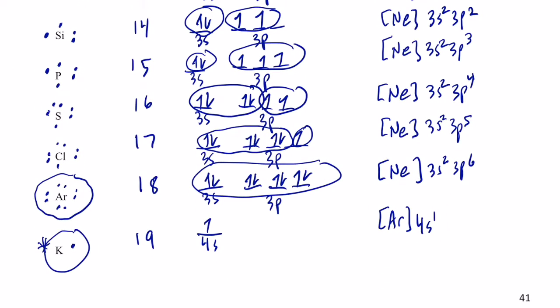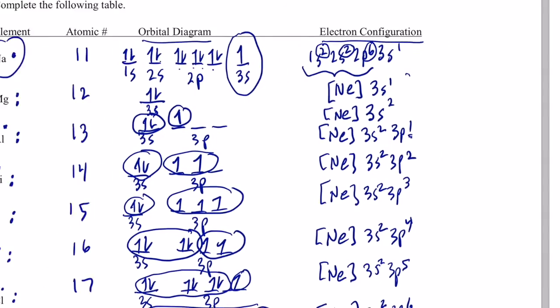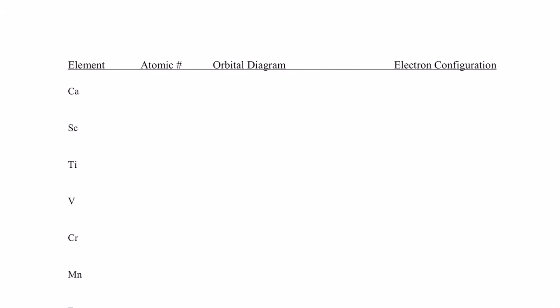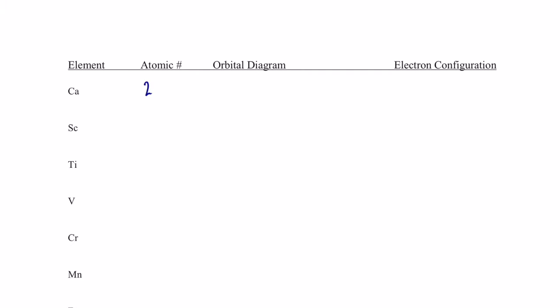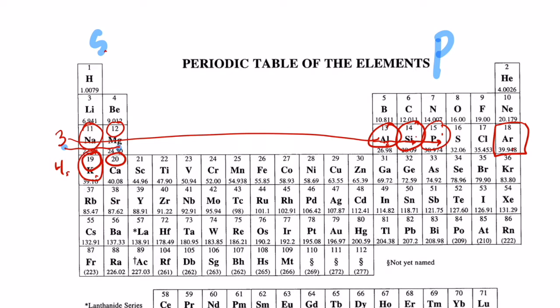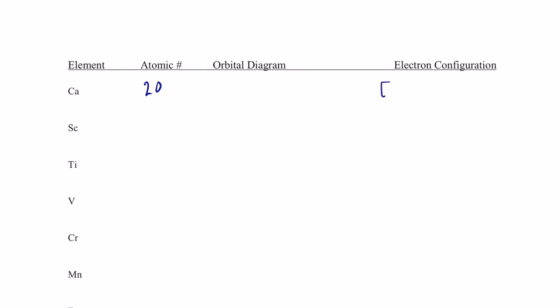Okay? All right, I gotta change pages here. So let's see if we can do that. We're going to go to the element calcium now, and calcium is atomic number 20. So we have 20 electrons to worry about. And remember, the noble gas before calcium is argon. So we're going to have argon in brackets.